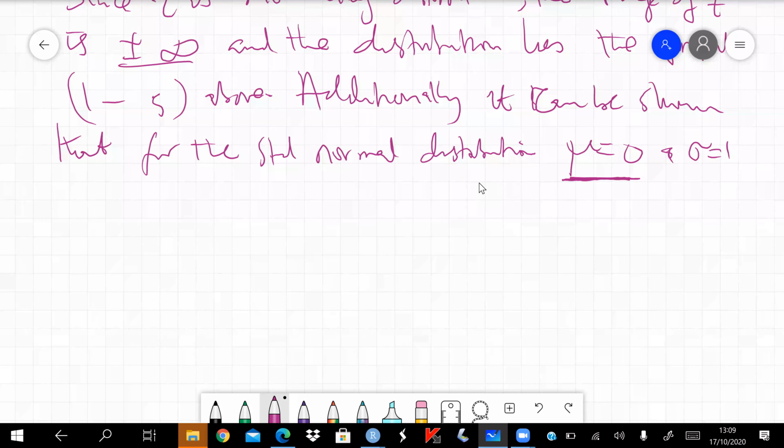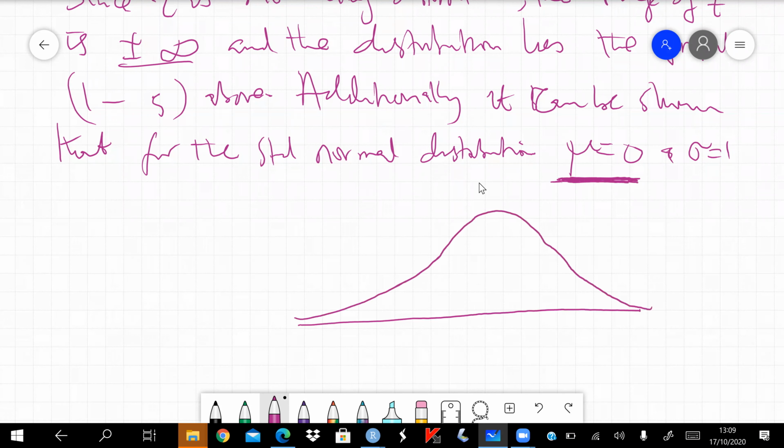In other words, 0 is also the midpoint. So Z equal to 0 is the midpoint, it is also the mode, it's the mean. So we are saying this, for the standard normal, the center here will be 0. So here you have Z, and we are saying that Z is defined for all the values.